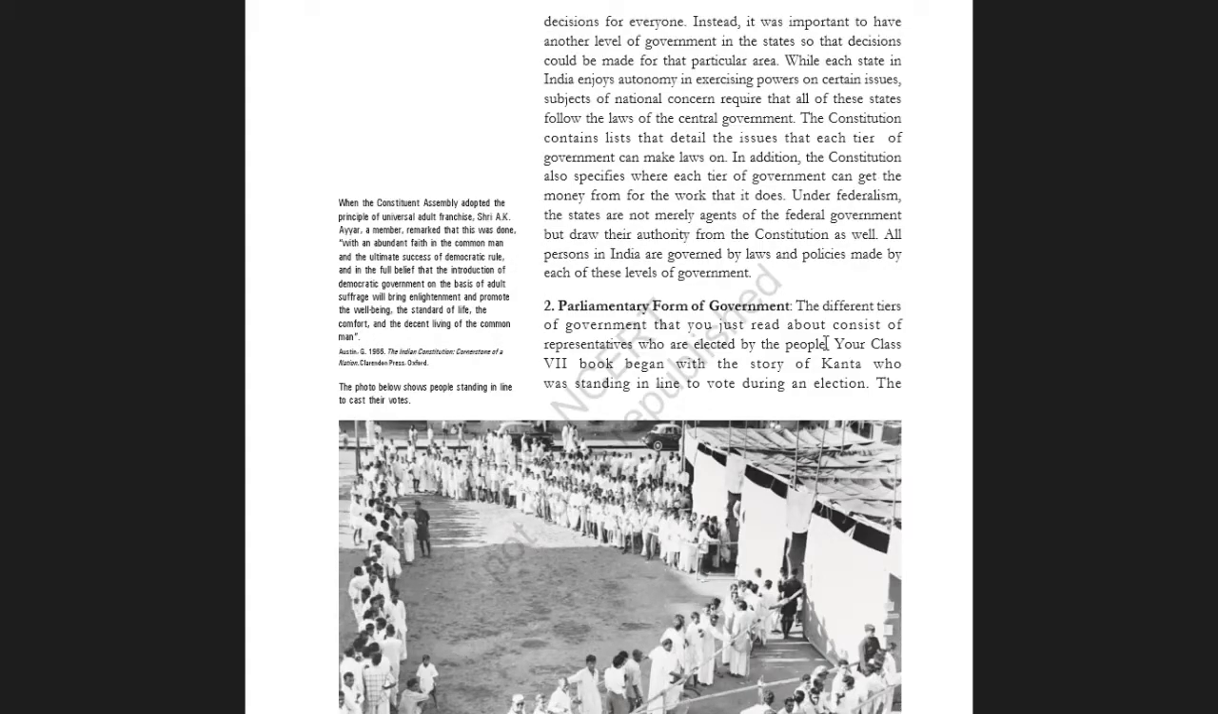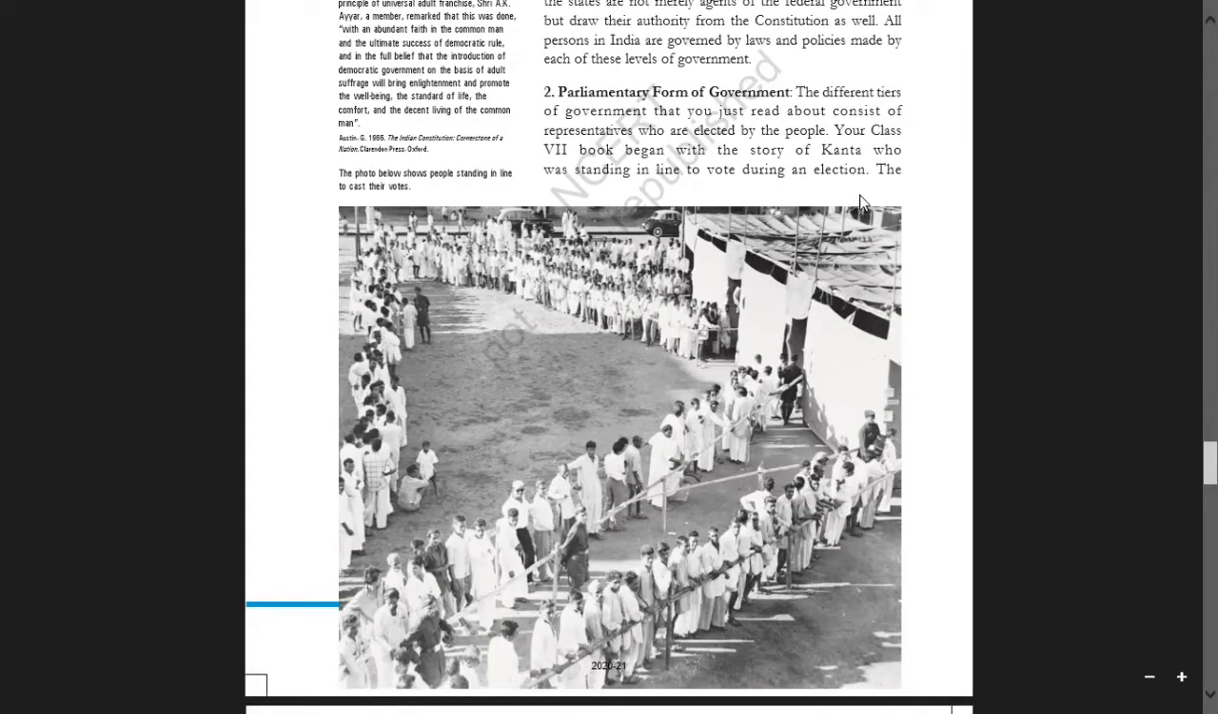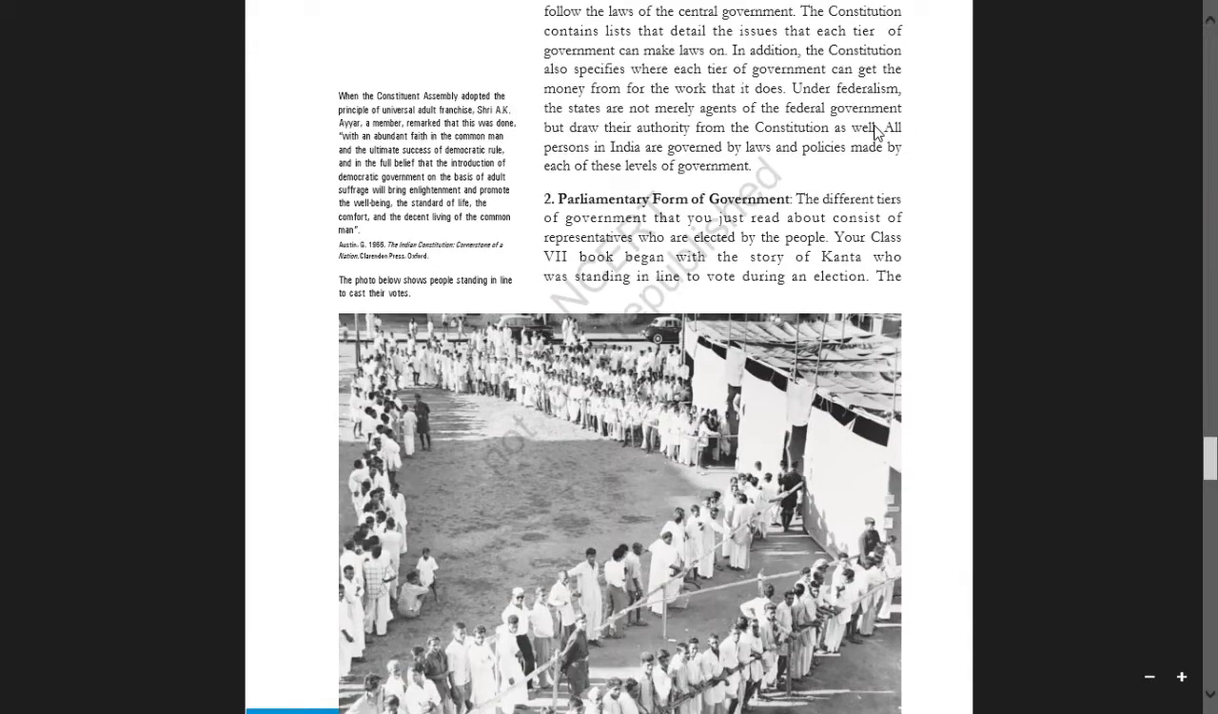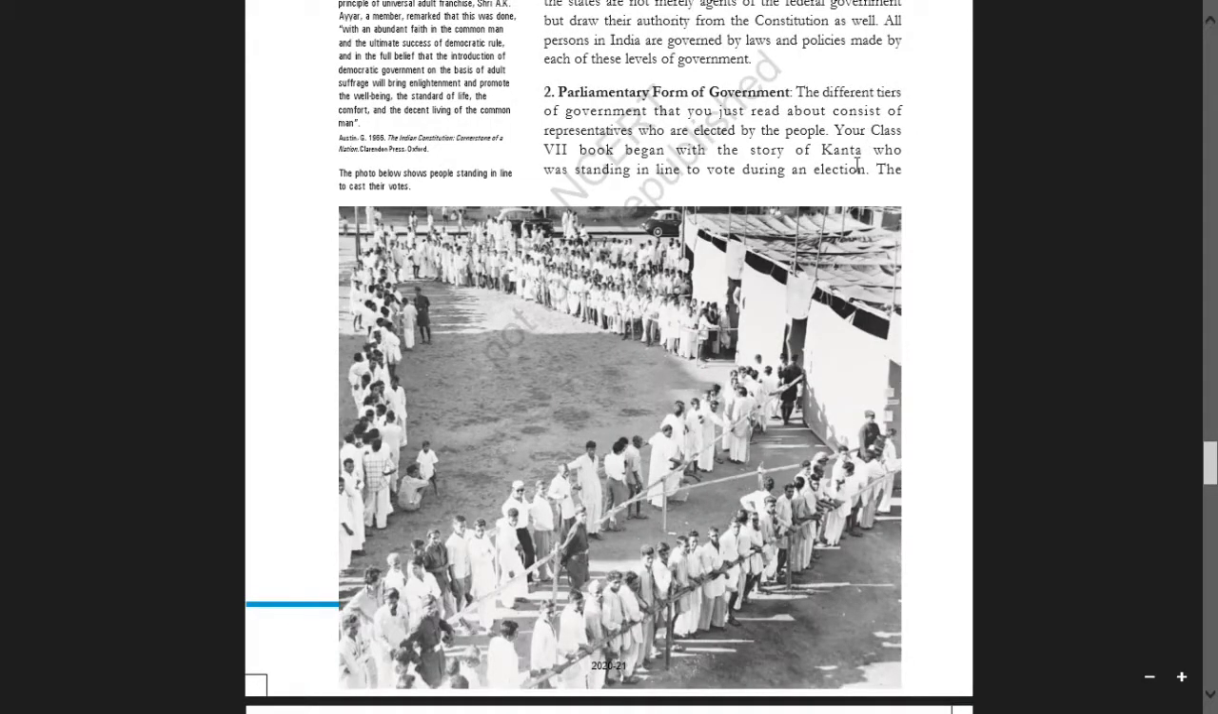Your class 7 book began with the story of Kanta, who was standing in line to vote during an election. In your class 7 book, you have studied, boys, the story of Kanta, who was standing in the line to vote during an election. Here below you can see the picture of how people stand in line for an election.